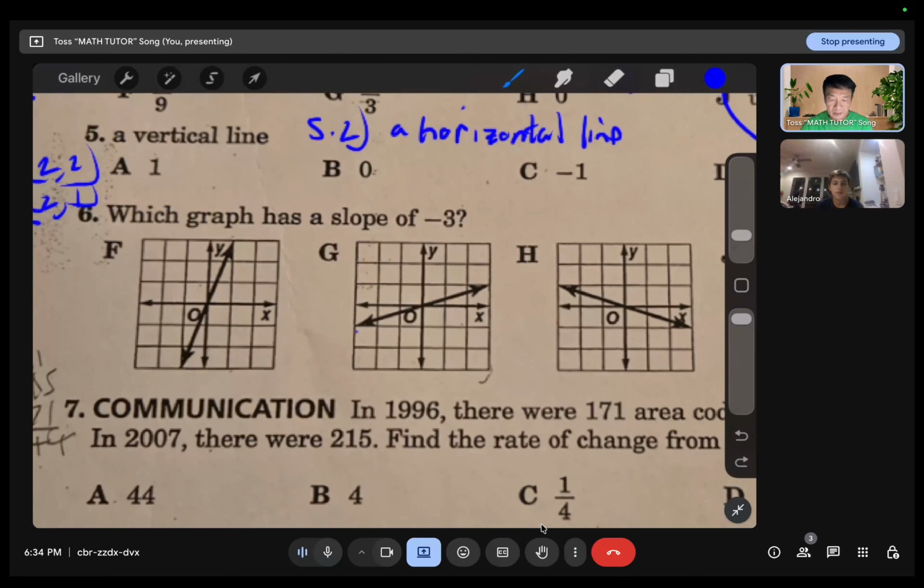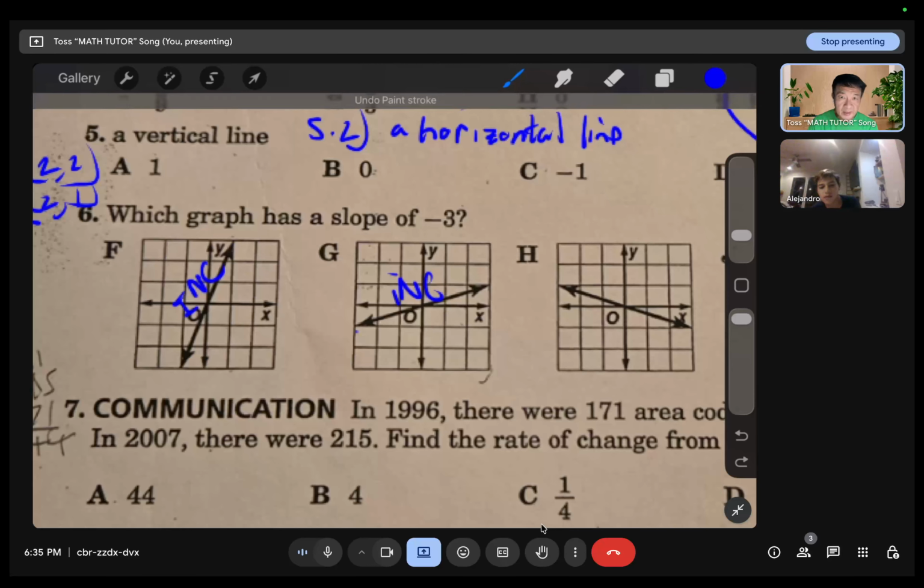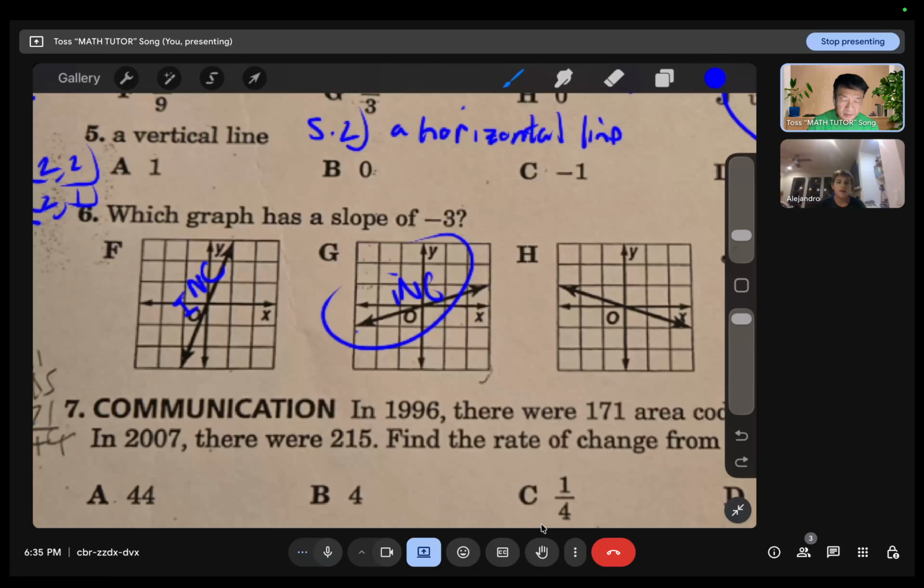Okay, here we go. Let me ask you: when you scan from left to right for graph F, is it increasing or decreasing? If you scan from left to right, is it going up or is it going down? Increasing is going up from left to right. Decreasing is going down. For graph F, it's going up. Okay, so it's increasing. Increasing, but a little bit slanted, right? This one is steeper. That means the increasing value is higher here compared to here.